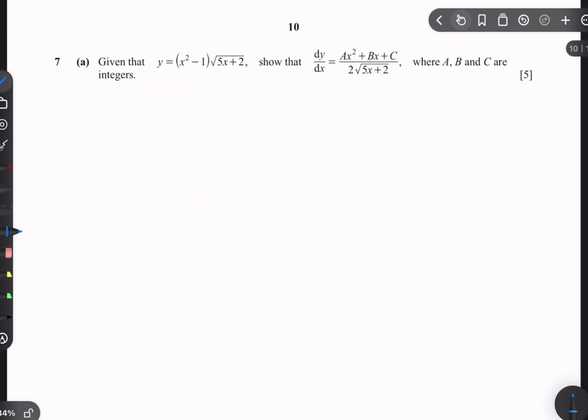Question 7. Given that this, show that the differentiation is this, where a, b, and c are integers. Okay, so we can use product rule because there's two terms multiplied. We can let u is equal to x squared minus 1 and v is equal to 5x plus 2, and this whole thing is root. So we will differentiate both of these. And then we can rewrite this.